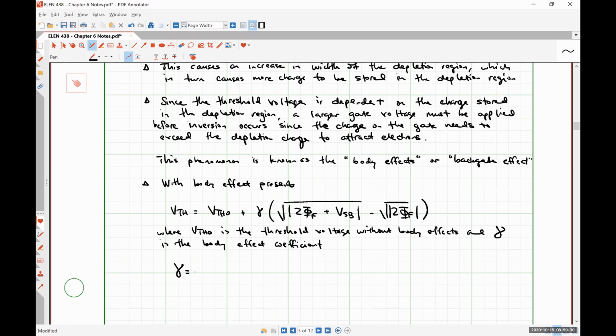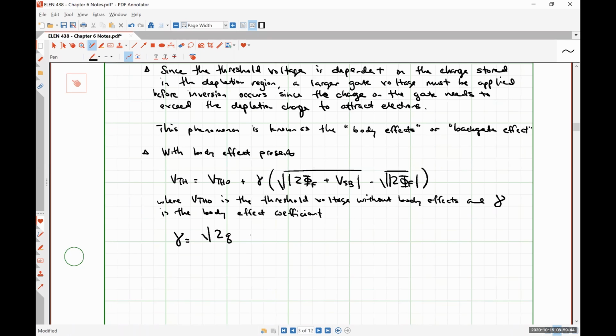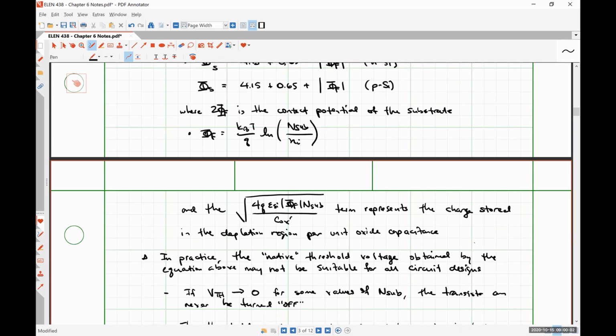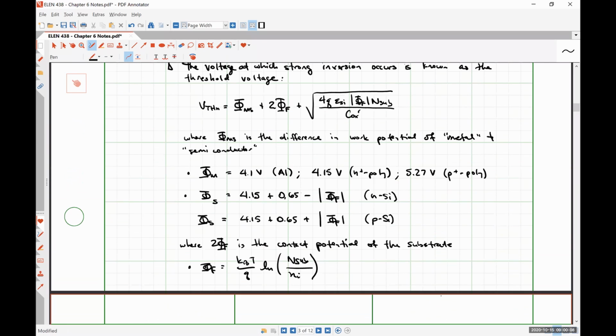Gamma is equal to 2 epsilon of silicon, sorry, 2q, substrate doping concentration over the oxide capacitance. Oh, actually, I just noticed I made a mistake. Okay, sorry. So the mistake I made is that the oxide capacitance shouldn't be under the square root in these previous equations. So I apologize for that.